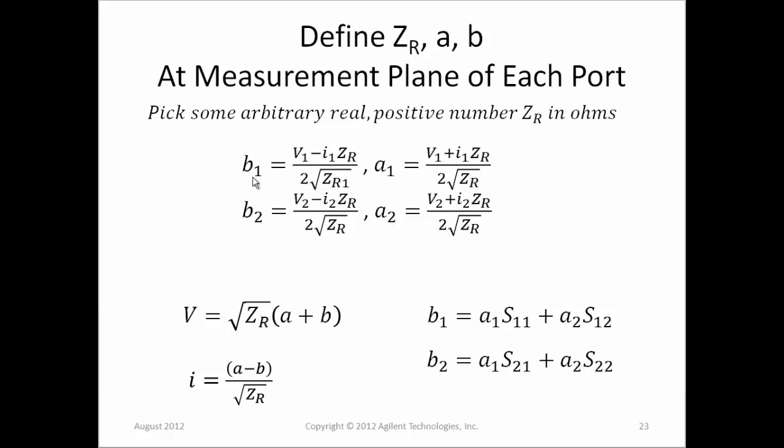I'm going to define A and B in terms of these algebraic equations based on the current and voltage of the port. And it turns out with these definitions, the voltage is equal to the characteristic impedance square root, the sum of the power waves, and the current is the difference of the power waves divided by this normalization factor. And under these circumstances, our S parameters are then defined as the incident power waves multiplied by the S parameters give me the reflected power waves defined by this algebraic equation.